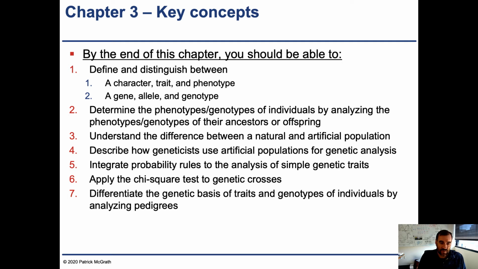How does stochasticness play a role in these crosses? Apply a chi-square test to genetic crosses, so determine if the experimental data you see matches your expectations, and then differentiate the genetic basis of traits and genotypes of individuals by analyzing pedigrees. So pedigrees are typically used to analyze human phenotypes, and typically this means human disease. So understanding the genetic basis of human disease, how do you do that using pedigrees?